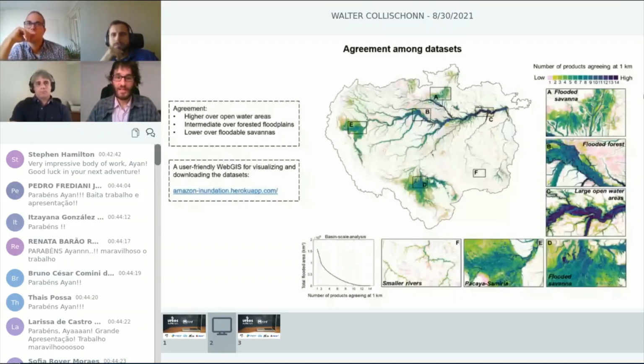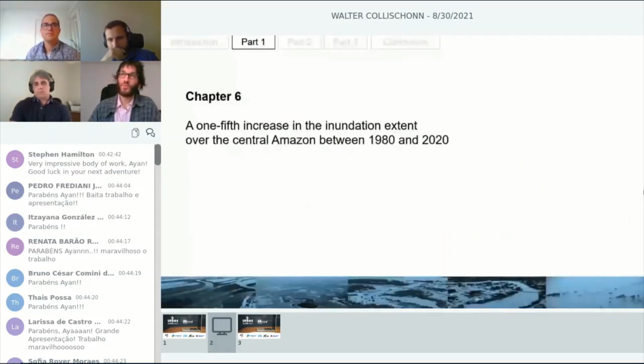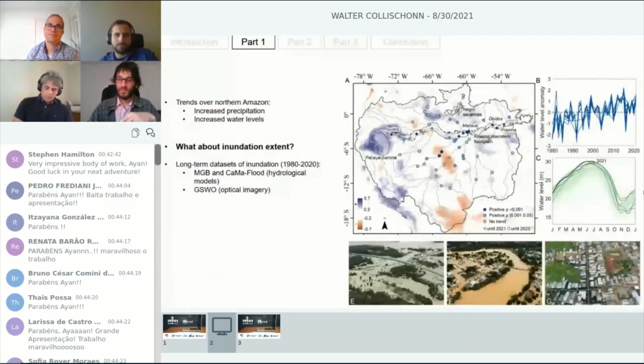And also, we created a user-friendly WebGIS for visualization and downloading of the dataset, so you can check it in this link here. And while analyzing this data, we realized that we had a great opportunity here to not only look at the spatial agreements of where and how much inundation occurs in the Amazon, but also to look at the temporal variation of this inundation. And this is the last chapter of part 1, and it was especially motivated by the very, very big flood that the basin had in June of 2021.